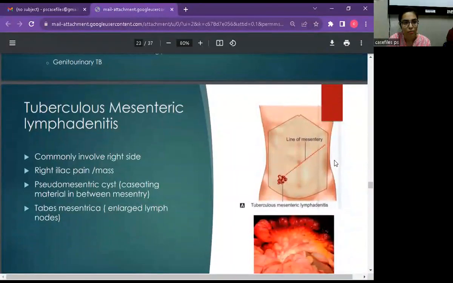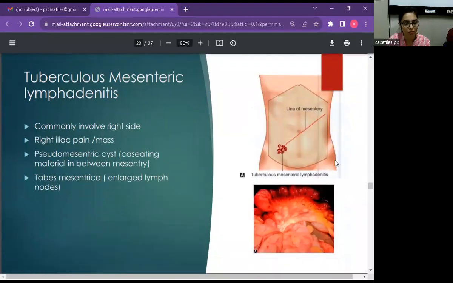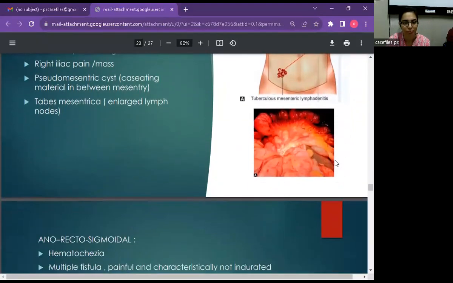Then there is tuberculous mesenteric lymphadenitis involving the mesentery, commonly the right side, right iliac fossa. Patients present with right iliac pain or mass. There is a pseudomesenteric cyst, which is caseating material present in between the mesentery. And the TB mesenterica, which is enlarged lymph nodes of the mesentery.